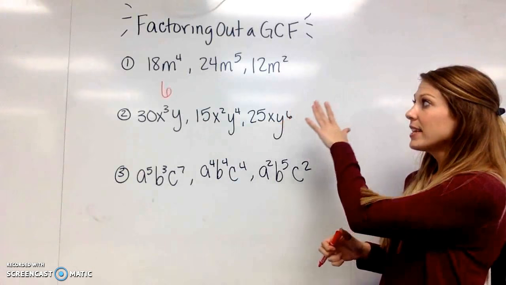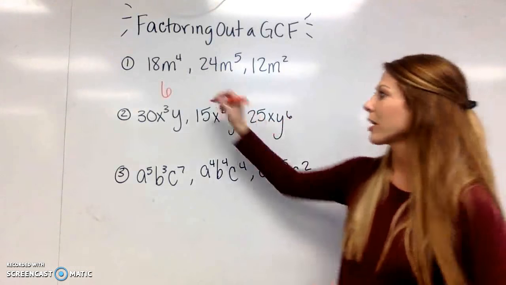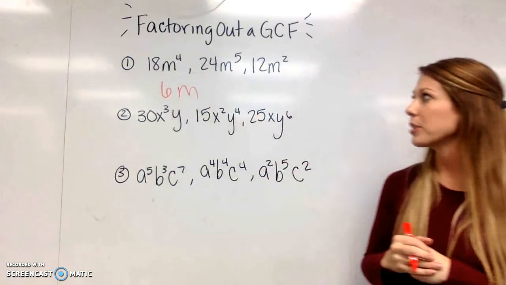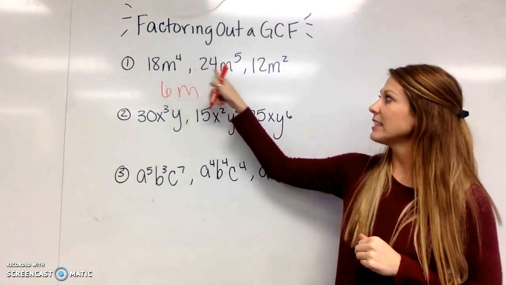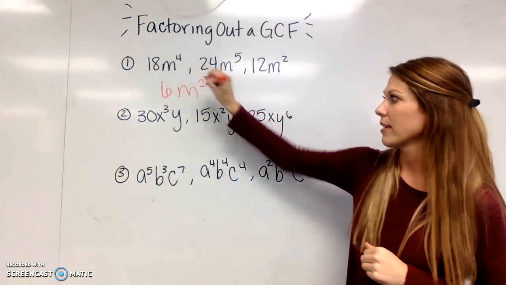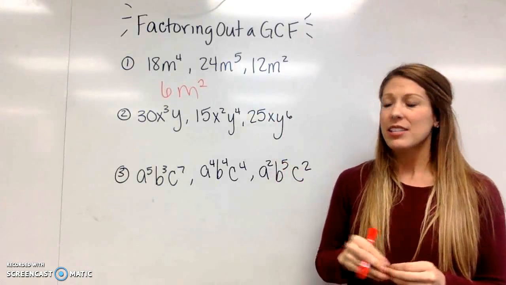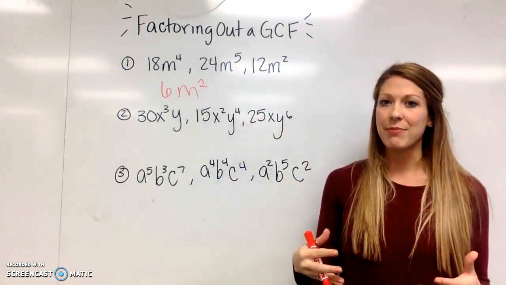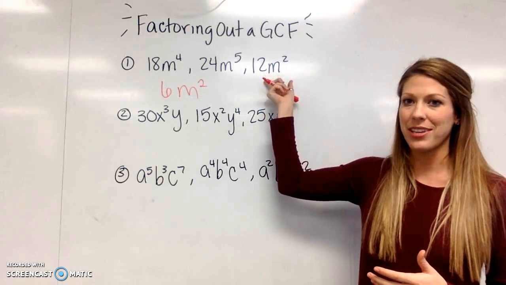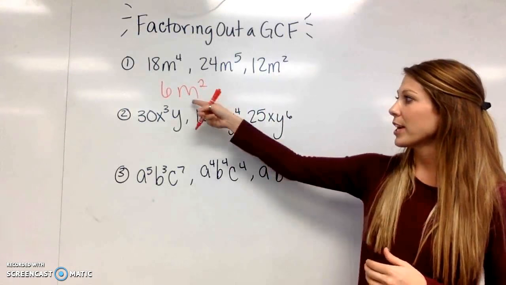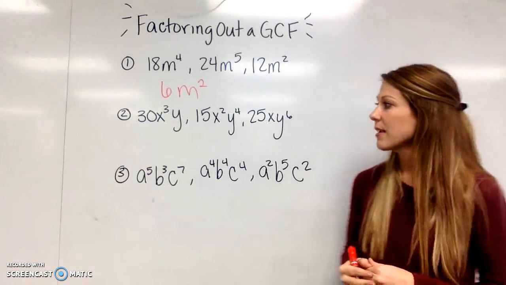Now they all have an m involved, so we know our greatest common factor is going to include an m, and they all have at least m squared. We can't say any more than m squared. We can't say m to the 5th or m to the 4th because this one only has m squared. So it wouldn't be common if I said m to the 5th because this one only has 2 to give. So our final answer would be 6m to the 2nd.